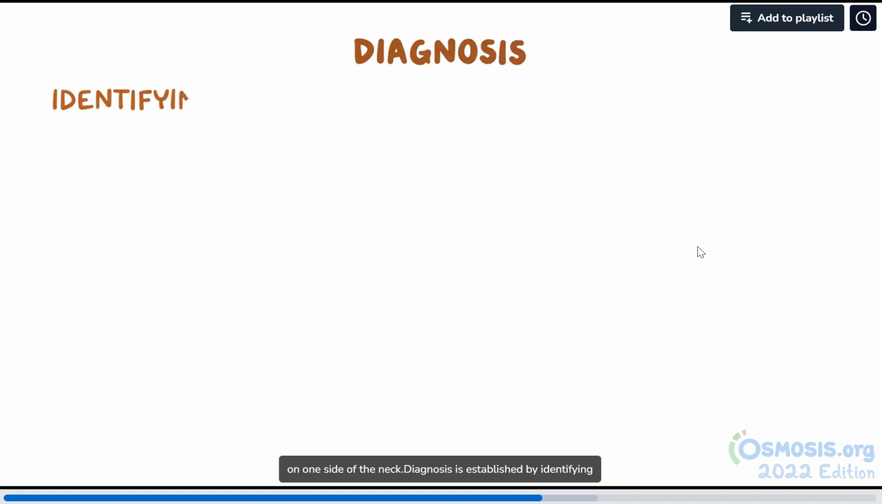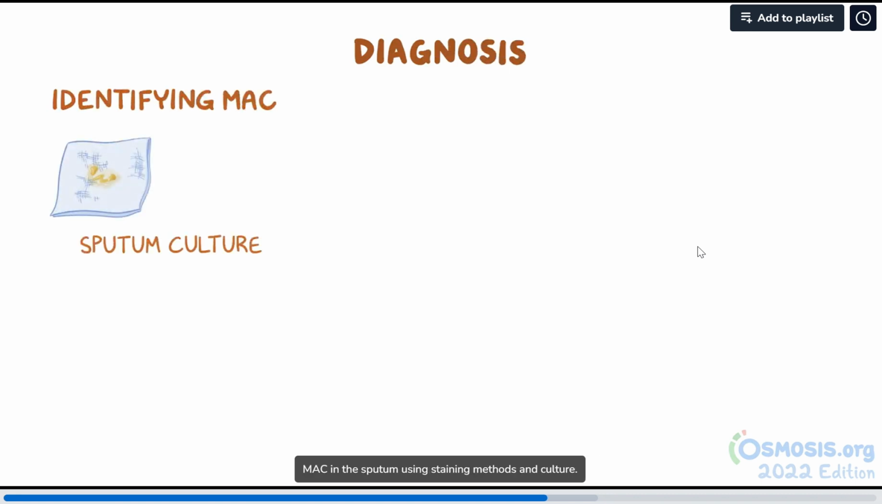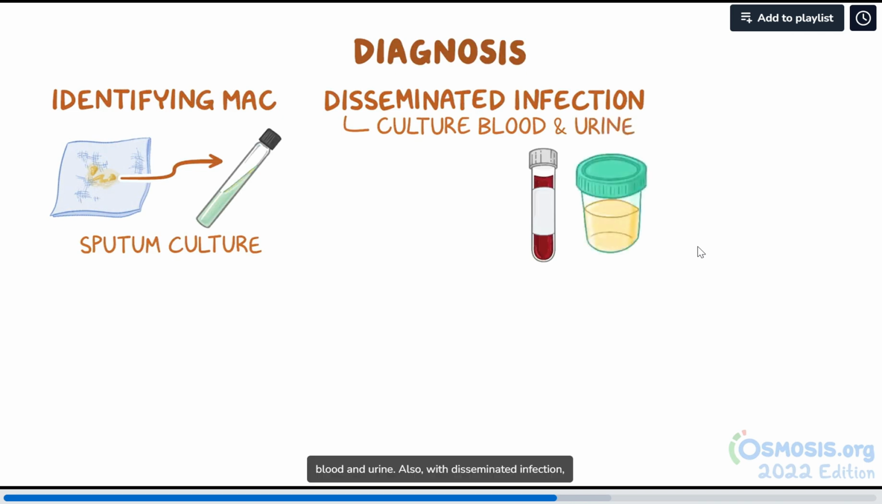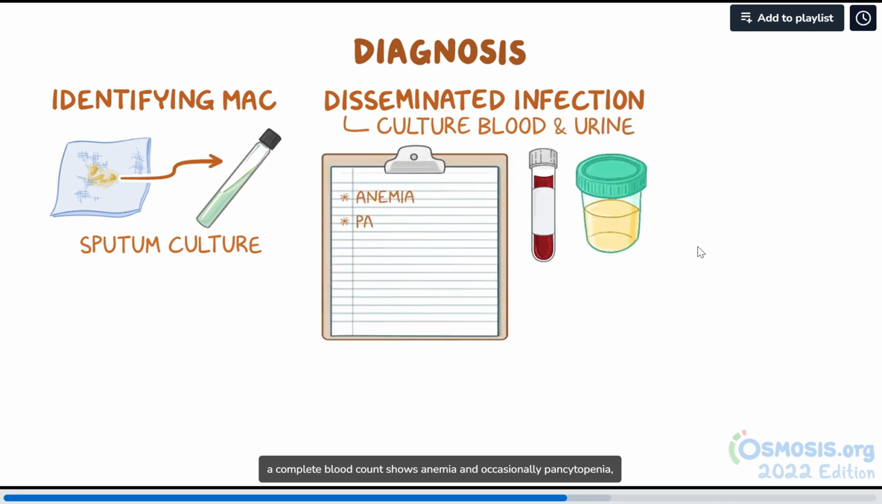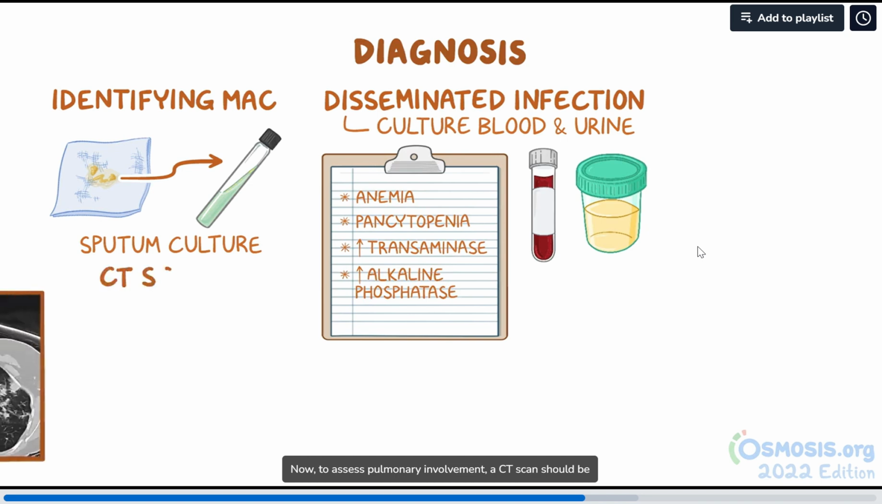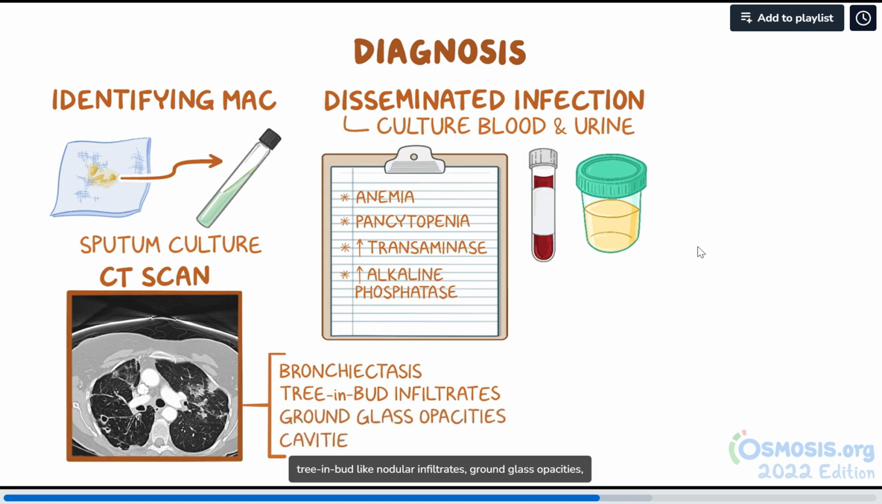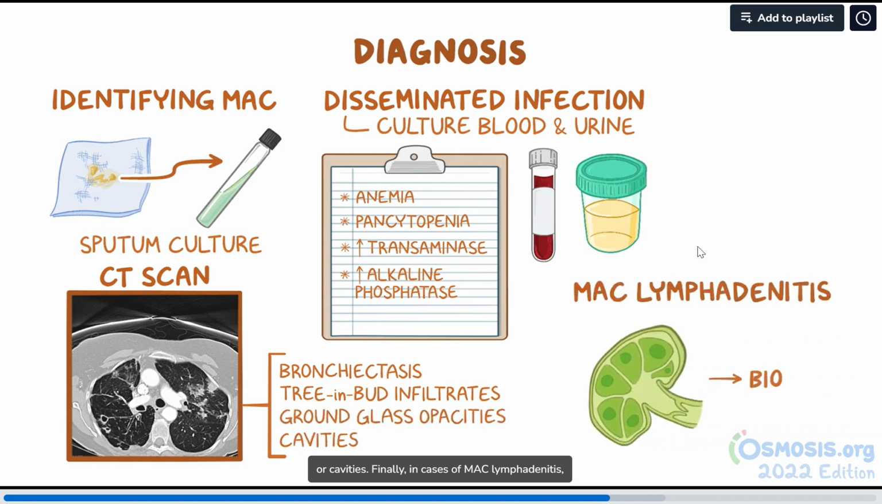Diagnosis is established by identifying MAC in the sputum using staining methods and culture. If disseminated infection is suspected, culture specimens should also include blood and urine. Also, with disseminated infection, a complete blood count shows anemia and occasionally pancytopenia due to bone marrow suppression. And liver function tests may show high transaminase and alkaline phosphatase levels. Now, to assess pulmonary involvement, a CT scan should be done, which may show evidence of bronchiectasis, tree-in-bud like nodular infiltrates, ground glass opacities, or cavities. Finally, in cases of MAC lymphadenitis, a lymph node biopsy should be done.